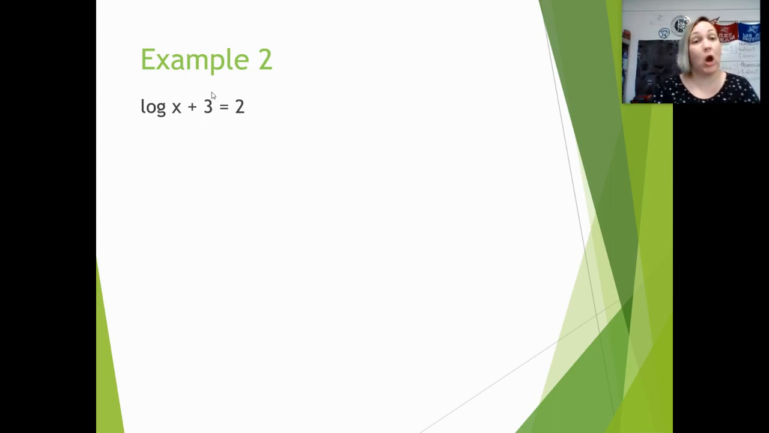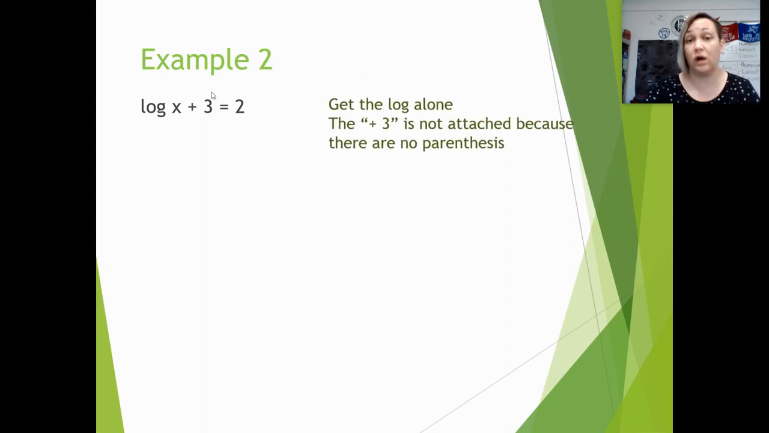In this problem, there are no parentheses surrounding my adding problem. That means that the plus 3 is not connected to the log. In this problem, I am only taking the log of x. And then there's a plus 3 after it. So because the plus 3 is not in parentheses, it's not attached to the log, and I need to move it to the other side before I can do the wheel.